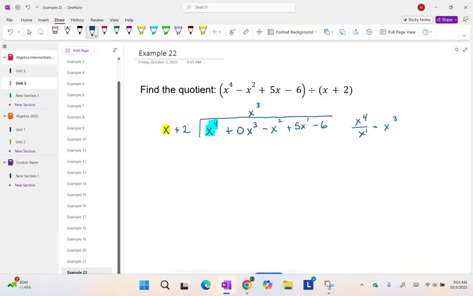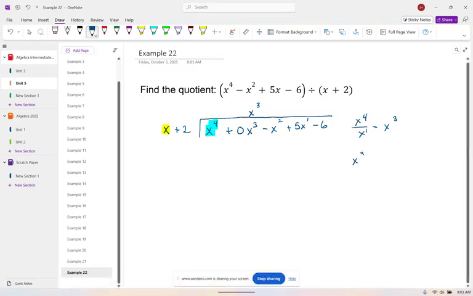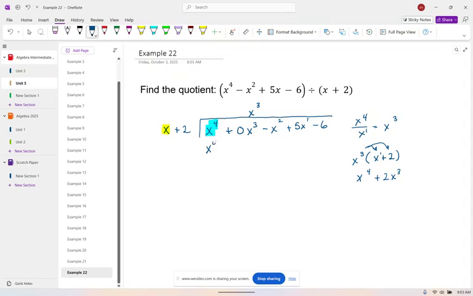And now watch what happens. We're going to take that x to the third and multiply it by x plus 2. So we're going to distribute that in. We have x to the third times x, which is x to the fourth, and then plus 2x to the third. Here's the second reason why I need it. Watch what happens. We have x to the fourth plus 2x to the third. See, we do have an x to the third term that ends up coming into this, and so we have to be aware of that.